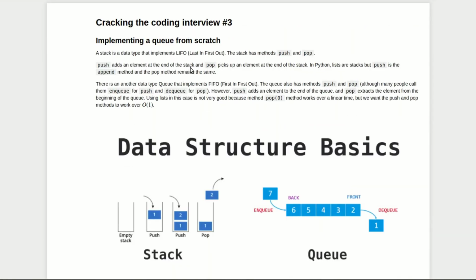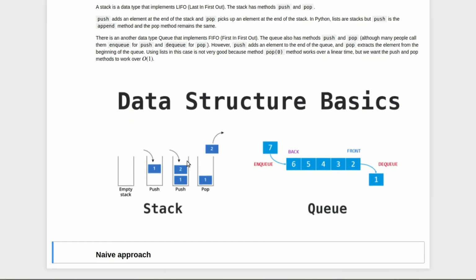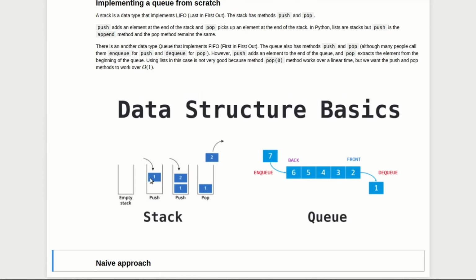Okay, so let's first see what a stack is, because we will need stacks in order to implement our queue. A stack is a data type that implements LIFO, last in, first out. The stack has methods push and pop. As shown in this image, you push an element, in this case 1, you can push another element, in this case 2, and when you pop an element, then you get rid of the last element you pushed, in this case 2. So that's what this paragraph is saying.